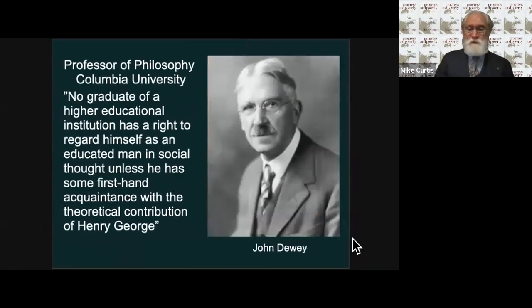John Dewey, professor of philosophy at Columbia University and one of the founders of the New School in the city of New York: "No graduate of a higher educational institution has a right to regard himself as an educated man in social thought unless he has some firsthand acquaintance with the theoretical contribution of Henry George." And I might say that the Beards, the historians, were also founding members of the New School and followers of Henry George.